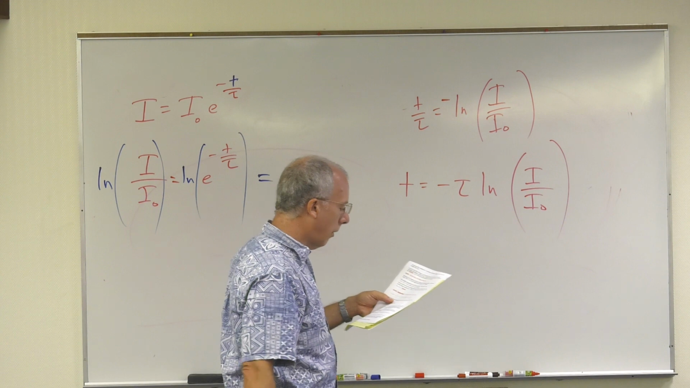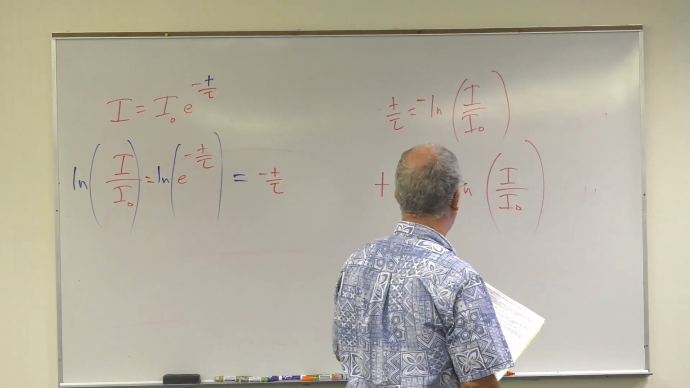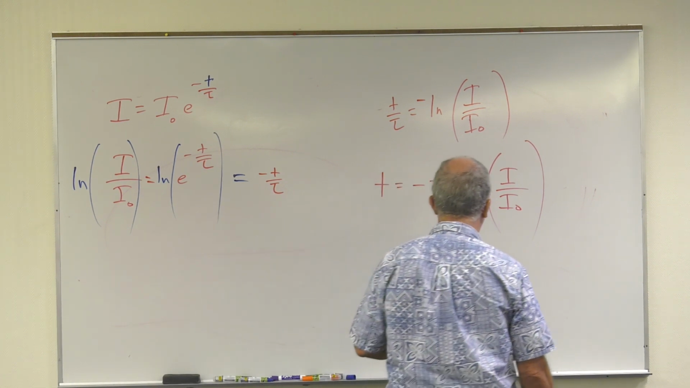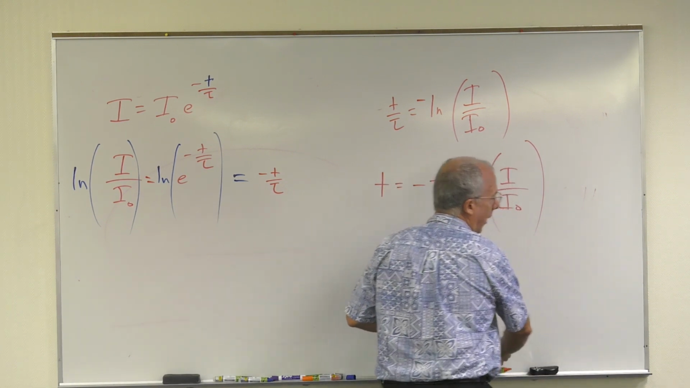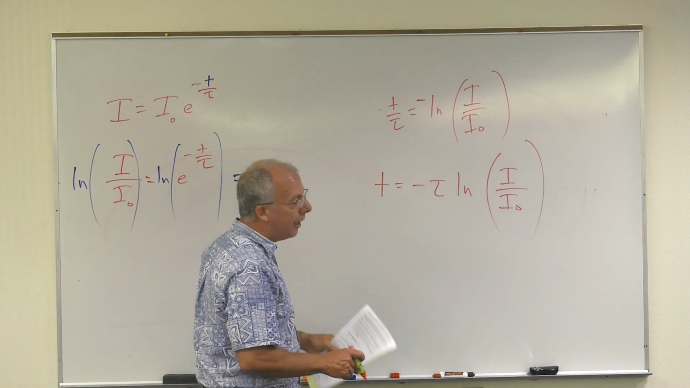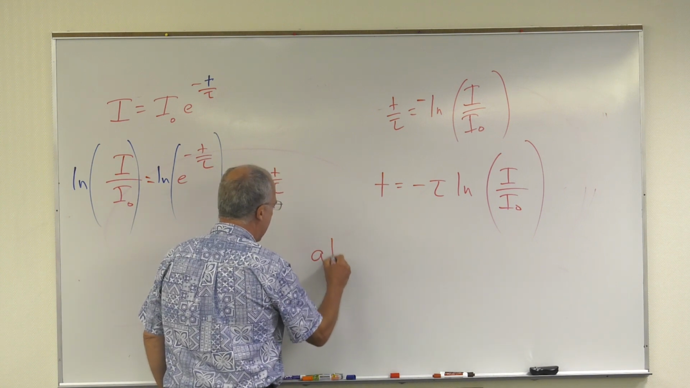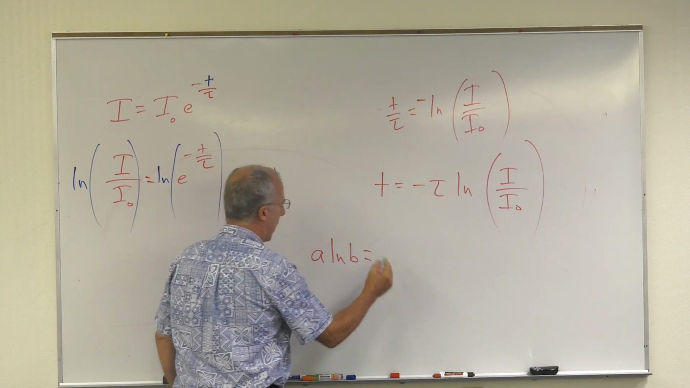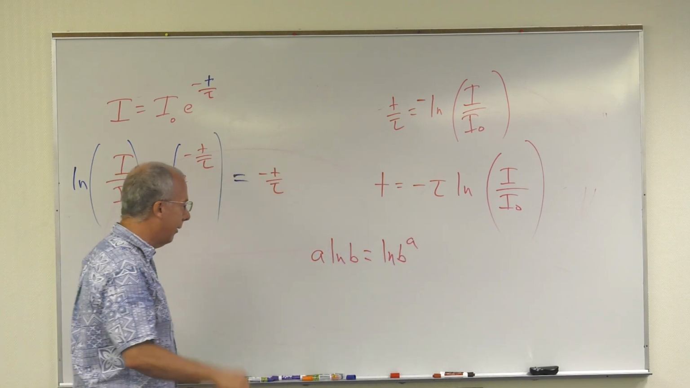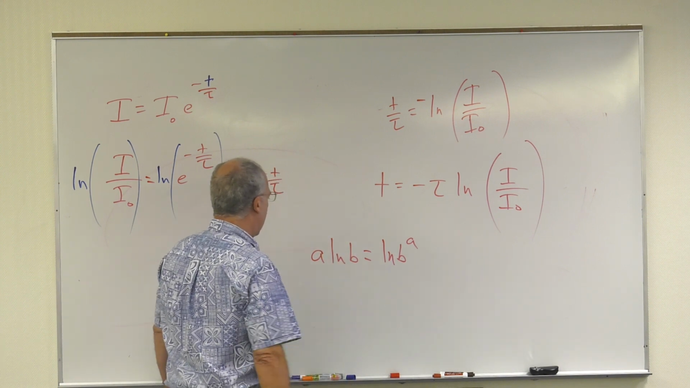So, which is the correct one? All right, this is correct, but we're not done yet. Now you've got to remember your log rules. A ln b is the same thing as ln b to the a power, right? You better know that. That's just good old high school algebra.